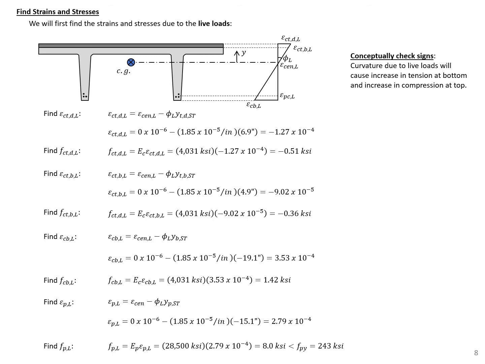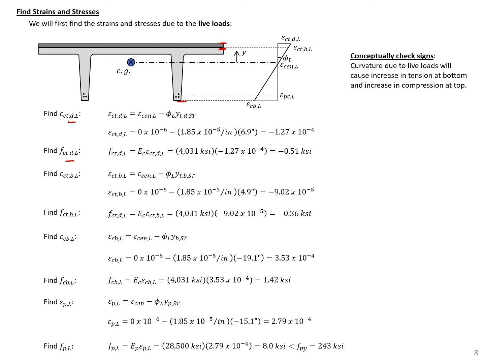Next, we can find all of our strains and stresses due to our live loads. You can note the one difference here, or one of the differences, is we need to find the strains and the stresses at the top of the deck, at the top of the beam, and at the bottom of the beam. So we have an additional strain and stress component here.